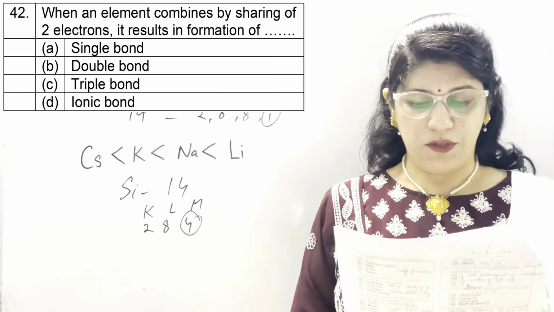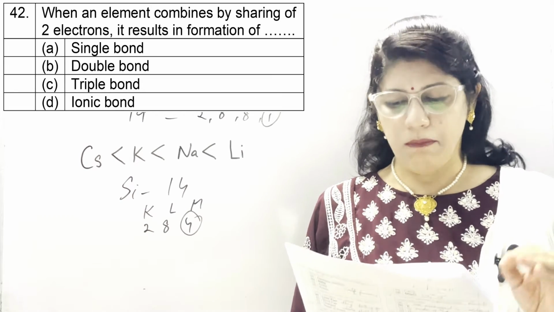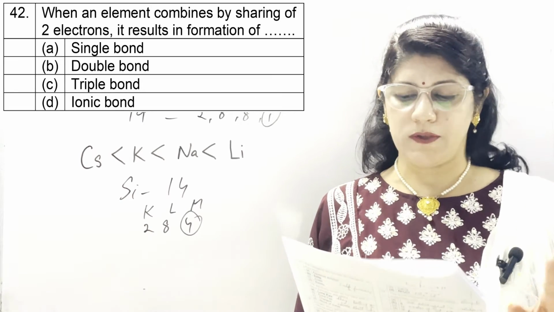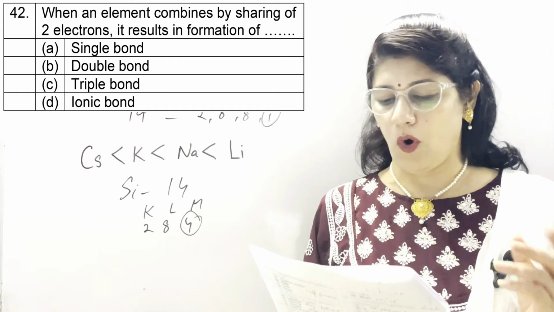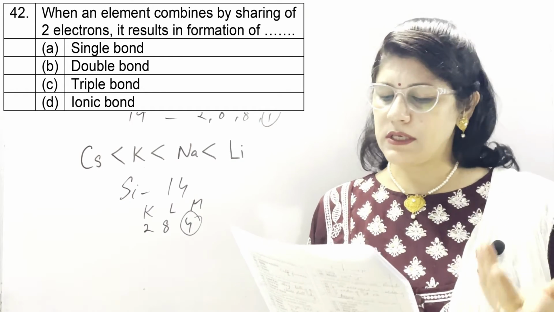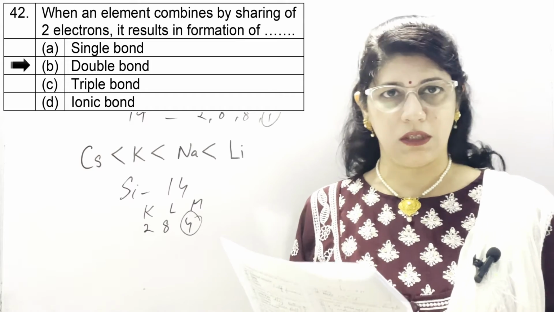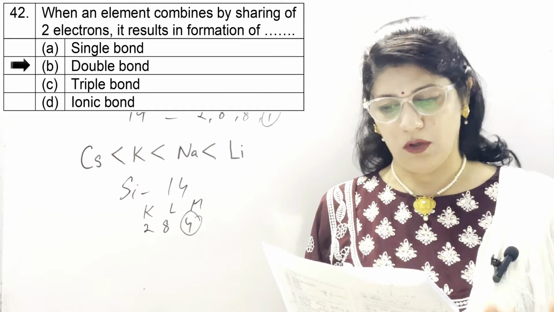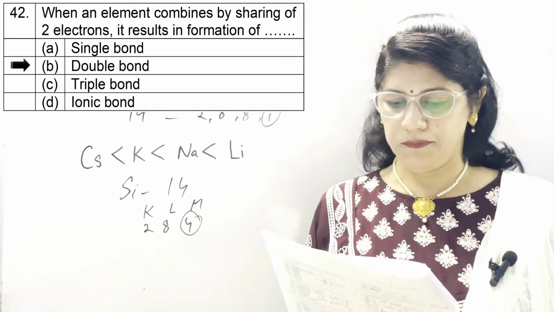Next question number 42 is, when an element combines by sharing of 2 electrons, it results in the formation of single bond, double bond, triple bond and ionic bond. So it is double bond. We have recently seen oxygen form a double bond with oxygen and forms oxygen molecule.